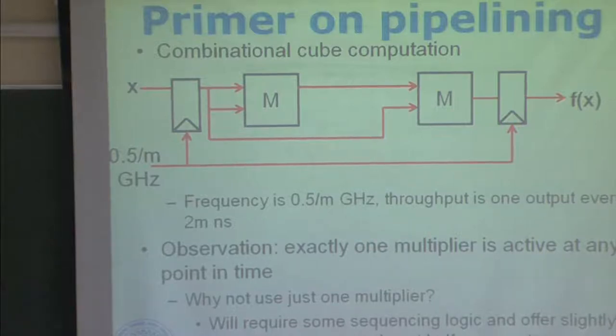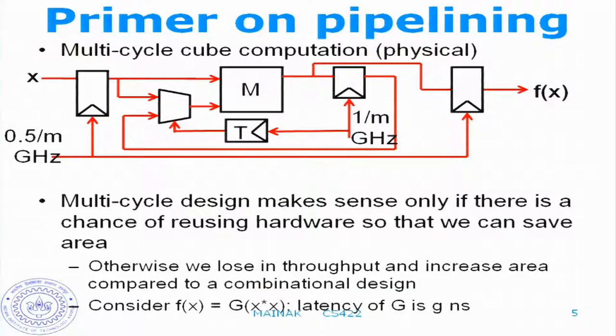Okay. So that's exactly the point I'm trying to make here, that you should be doing such an optimization only if there is a chance of winning in some department. In this case, we win in terms of area of the circuit. Okay. But we are losing in throughput compared to the combinational design. So as a different example, suppose f(x) is g(x) times x. And let's suppose latency of g is g.